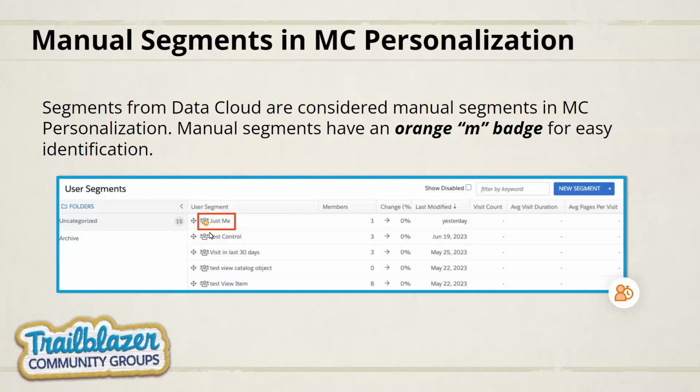But maybe we want to use some of the segment information and user information that's coming from Data Cloud to fill into a segment that's not going to be real time. So maybe something that we do on a weekly basis or something like that. And then the platform, that's also perfectly fine.